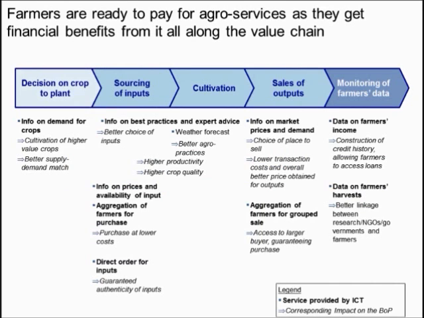Then again, a diagram that shows the different services that you can offer to the BUP in the agricultural sector, and what it means to the BUP. So here you see information on the decision on when to plant your crop, sourcing of inputs, cultivation, sales of outputs, and the monitoring of the farmer's data.